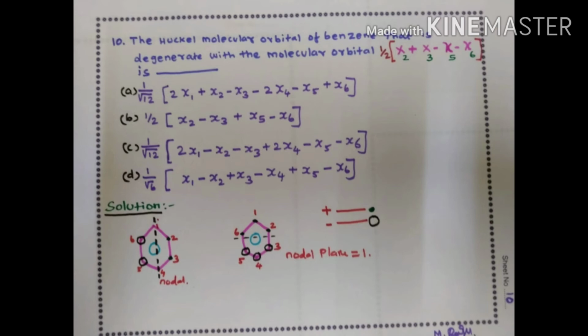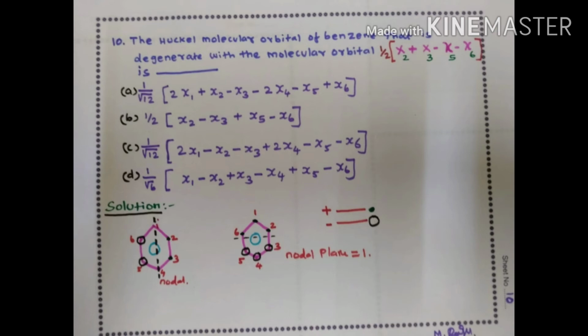Question number 10. The Huckel molecular orbital of benzene that is degenerate with the molecular orbital 1 by 2, x2 plus x3 minus x5 minus x6 is dash. The question is based on quantum mechanics in Huckel molecular orbital theory. Example of benzene.